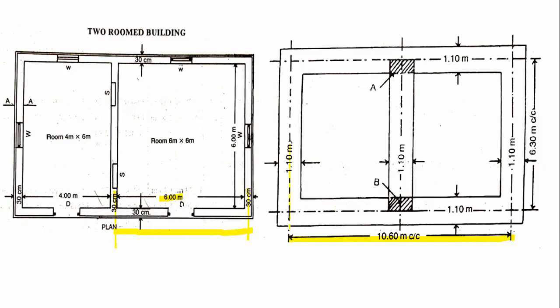If you see, this is the center to center length of this long wall. Similarly, if you want to calculate for this short wall now, the clear dimension is 6 meters. Center to center means 15 centimeters here, 15 centimeters here. Therefore the center to center distance, if you calculate, will be equal to 6.3 meters. This is for the short wall, and this is the center to center length of the building.